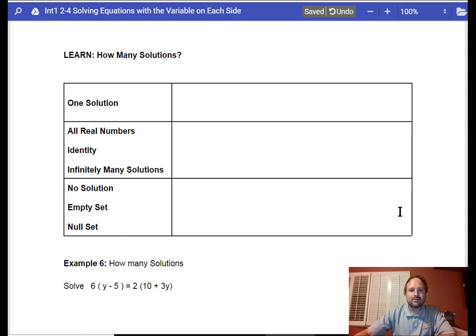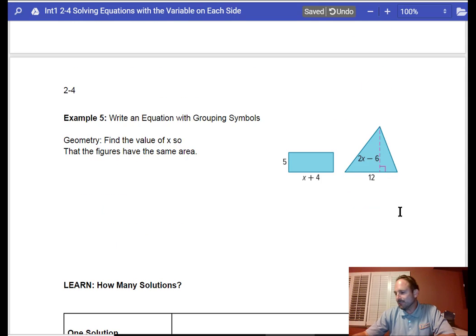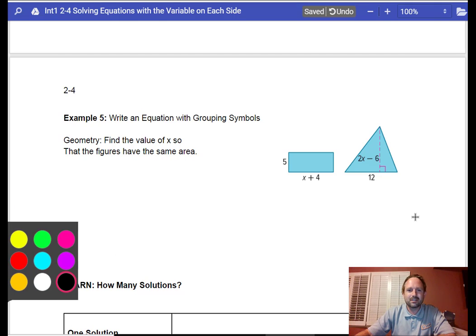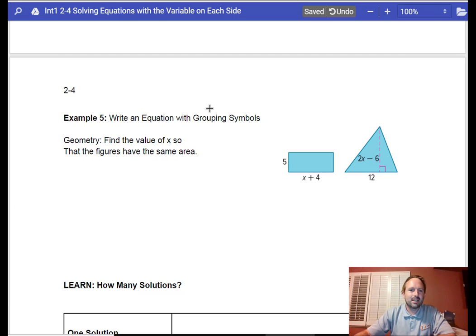So example 5, before we go deeper into this idea. Write an equation with grouping symbols. Well, what if they want you to write an equation? All right, well, let's just write an equation. They say, hey, they have the same area. So how do we figure out what this is? So the area of this would be 5 times x plus 4.